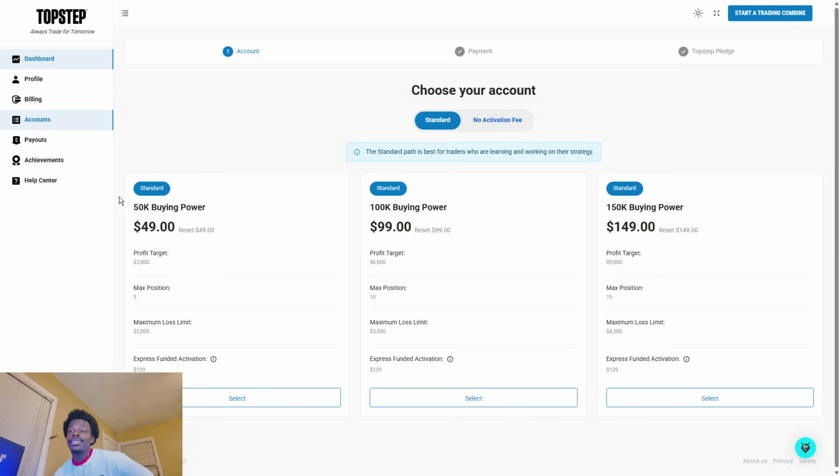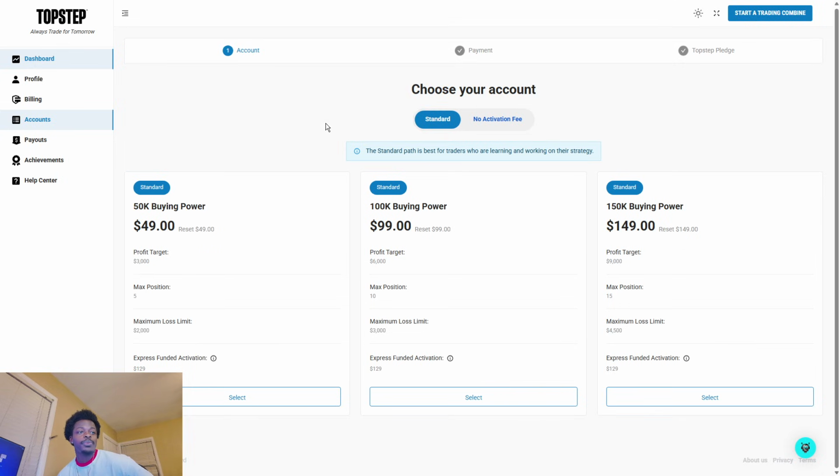But one thing that they did change is once you pass your eval on these accounts, instead of it being $150 to activate your funded account, it's now $130. So that's a big W on their end. It's not anything huge, saving $20. If you do it across 5 accounts, that's $100 being saved. So W on TopStep's end. These are still good accounts to buy, definitely.